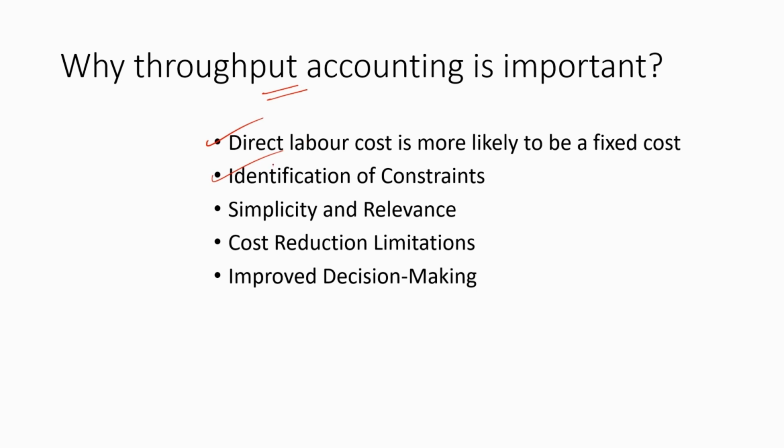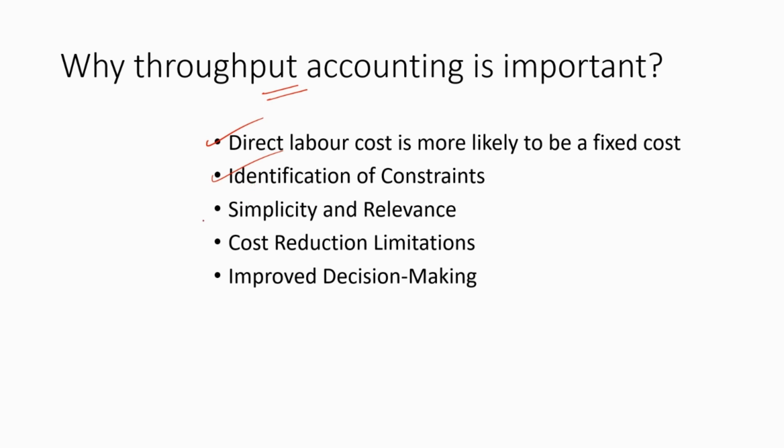Identification of constraints. Throughput accounting is closely associated with the theory of constraints, which identifies bottlenecks or constraints within a system that limit its overall performance. By recognizing and managing these constraints, companies can optimize their processes and resources to enhance the throughput. Throughput accounting provides a framework for identifying, exploiting, and alleviating constraints, thereby improving the overall efficiency and profitability of the system.